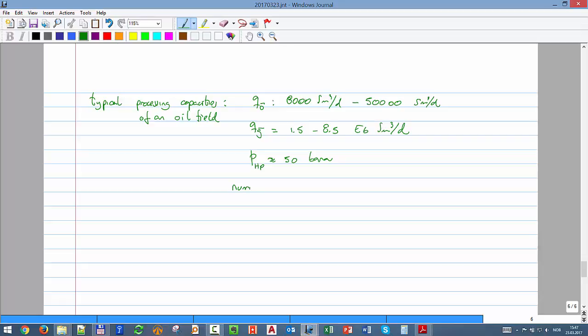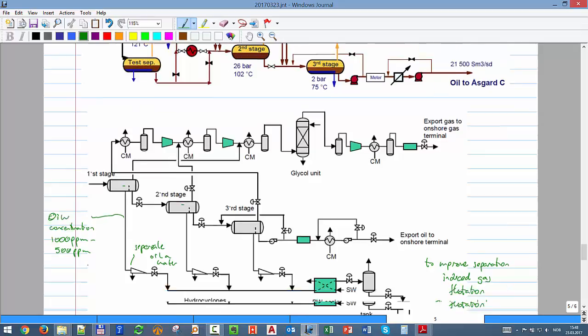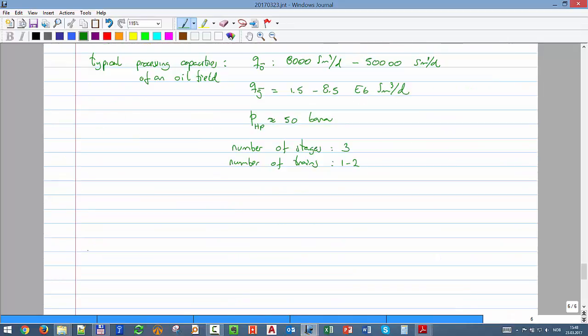Okay. Number of stages, usually it's 3. Number of trains, it's 1 or 2. A train is that configuration. Okay, a train is the set of 3 separators. So sometimes if the volumes are too high, I can have just a parallel train with the same capacity.